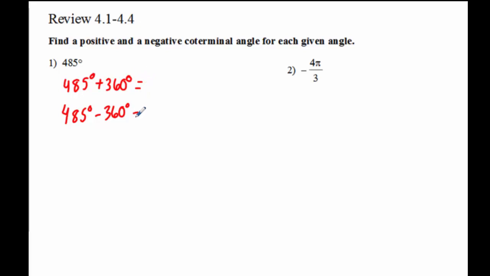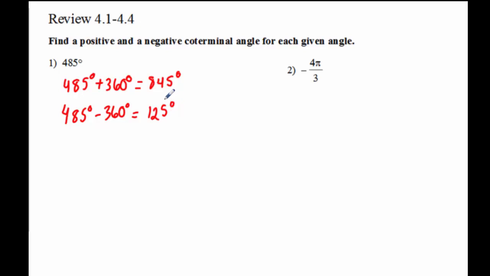It is very important that you put the angle they gave you first so that you actually end up with the correct signs here. So 485 plus 360 gives us a really big number. Anybody know it? 845. And then 485 minus 360 gives us 125.